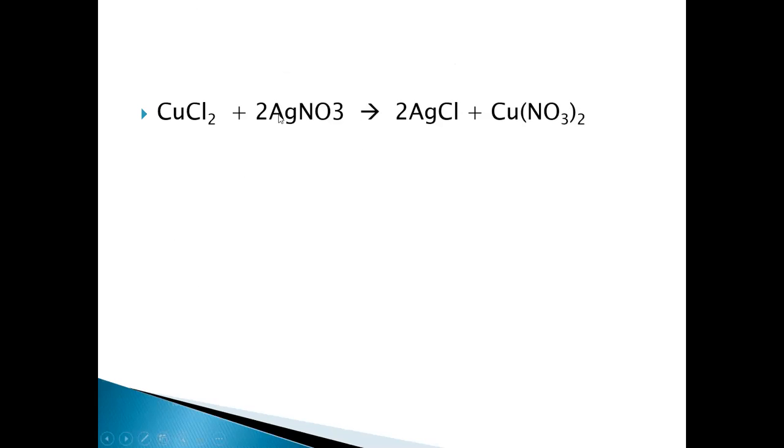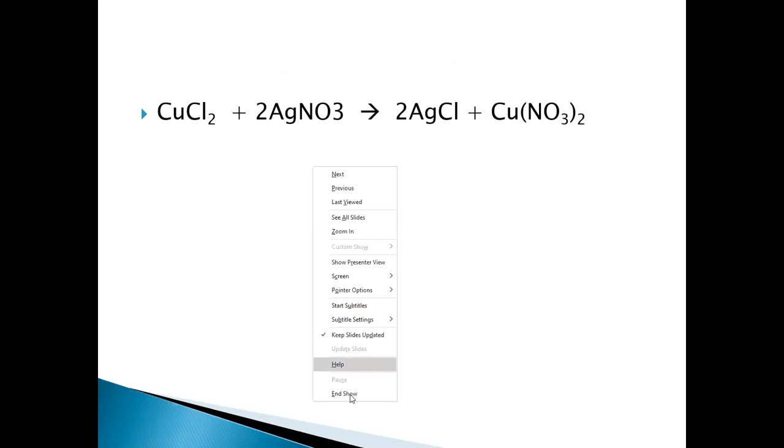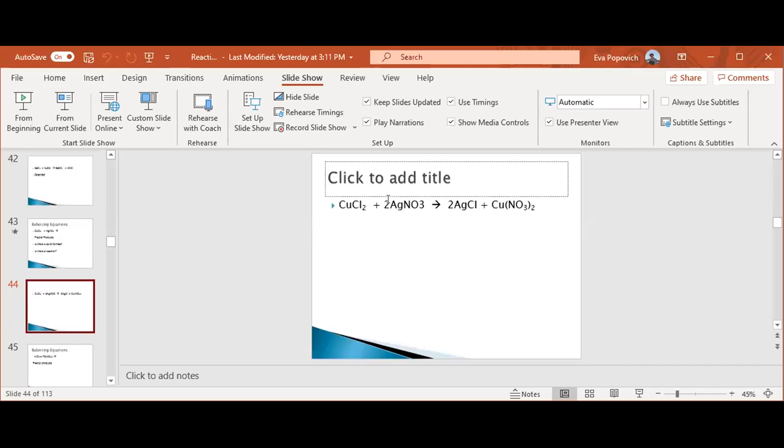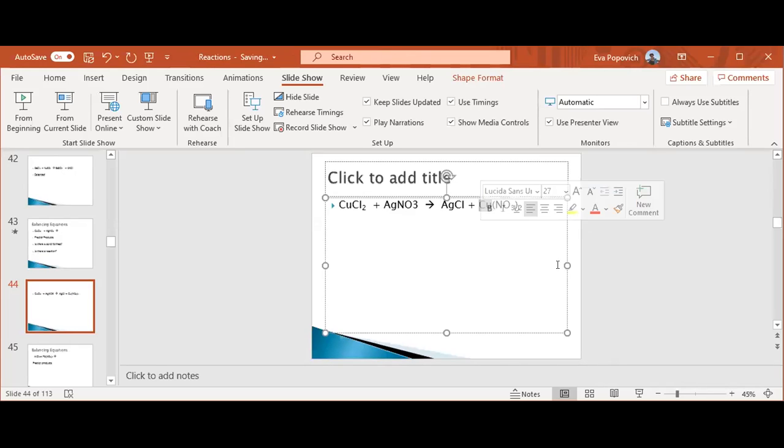Okay. How many Cu's do I have on both sides? One. How many Ag's do I have on either side? One. We're good. How many Cl's do I have on the left? Two. How many on the right? One. Fix it. Two AgCl.